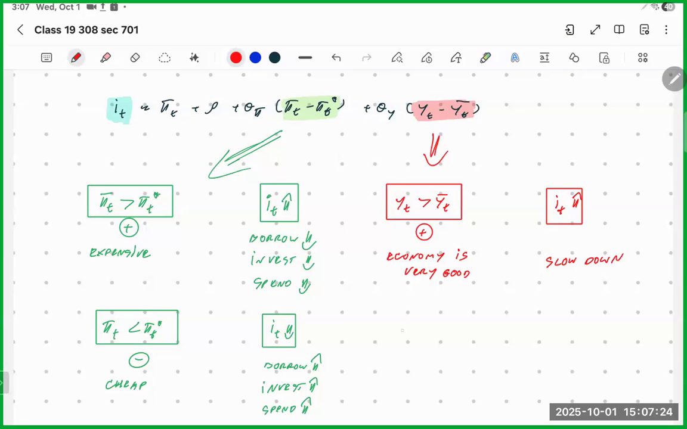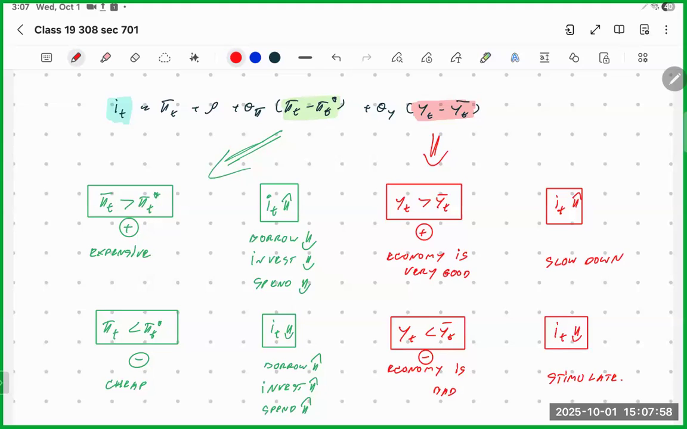On the opposite way, if YT less than YT bar, the economy is bad. This bracket becomes negative. The right hand side of the equation becomes lower. Then the left hand side is going to be lower too. The central bank is going to lower the nominal interest rate down. This is considered as to stimulate the economy. Got it?